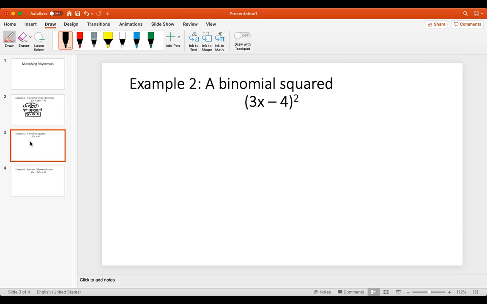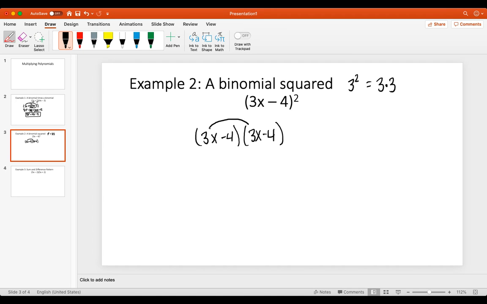Our second example takes a binomial and squares it. So recall, when you square something, that means to multiply it times itself. So for example, 3 squared is the same thing as taking 3 times 3. Well, the same is true in this case. When I take 3x minus 4 squared, that's the same thing as taking 3x minus 4 times 3x minus 4. Once I have it set up like this, my steps are the same as example 1.